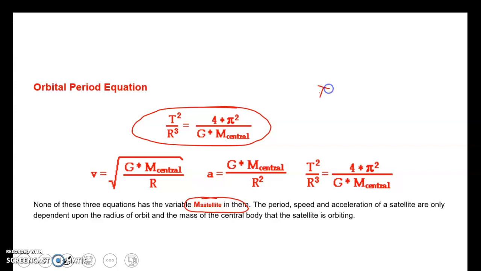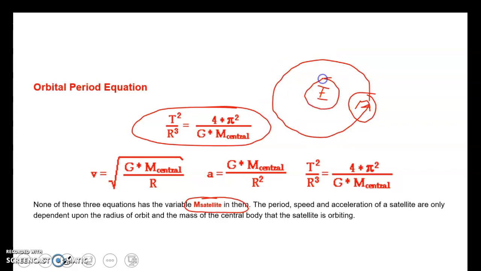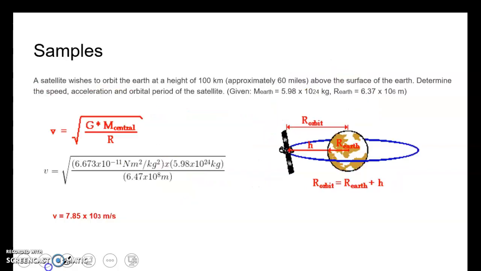So like we have the Earth and the moon orbiting. The mass of the moon, not important. The period, speed, and acceleration of the satellite are only dependent upon the radius of the orbit and the mass of the central body, not that the satellite counts. So the moon going around the Earth, the mass of the moon is irrelevant. The mass of the Earth is what counts. So that's what we have to remember. The mass of the satellite, not important.